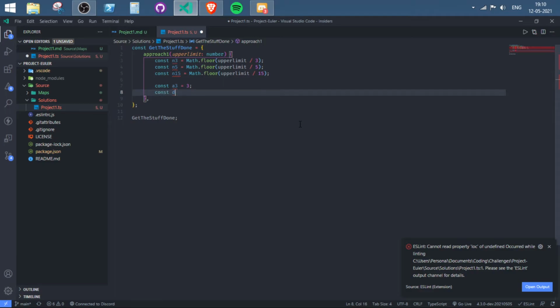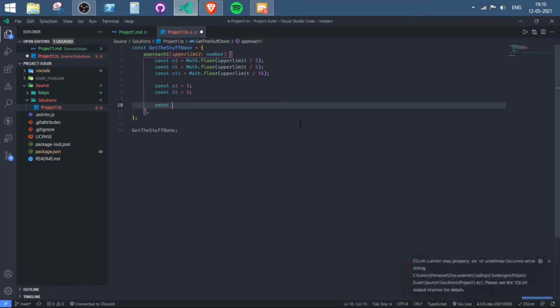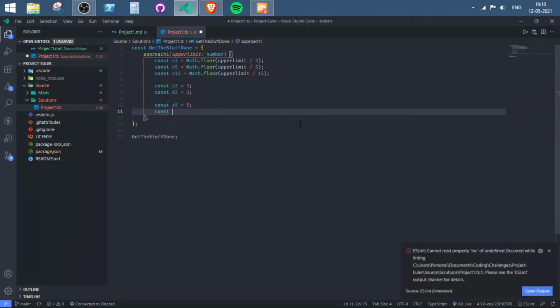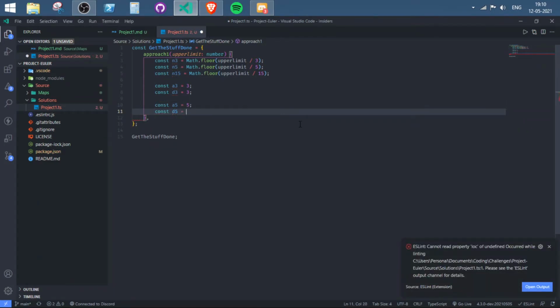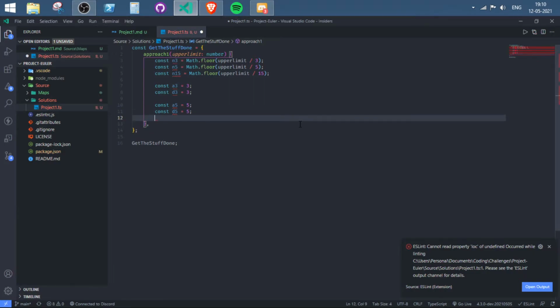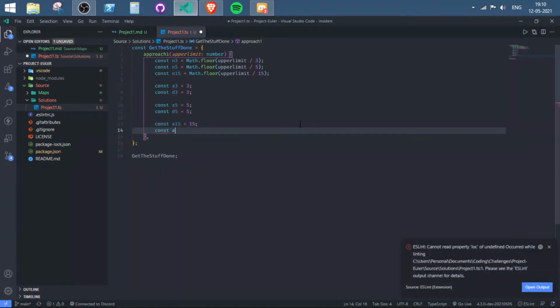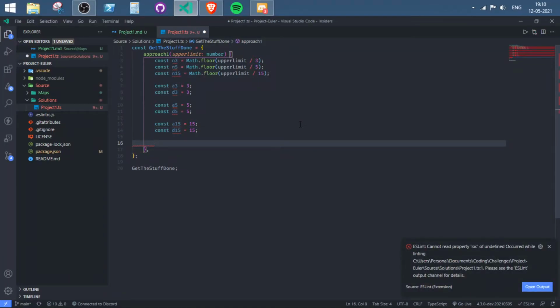Const d3 is gonna be 3, because it started with 3, 6, and the difference is 3. a5 is gonna start with 5. Const d5 is gonna be 5. Const a15 is gonna be 15. Const d15 is gonna be 15 as well. Right?